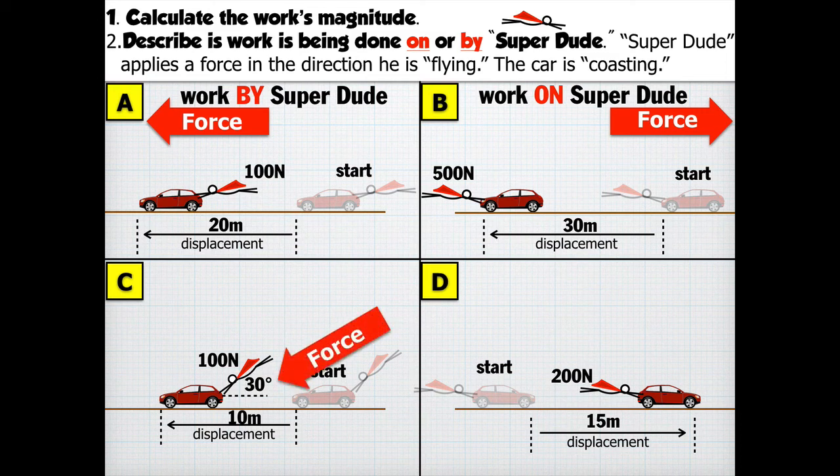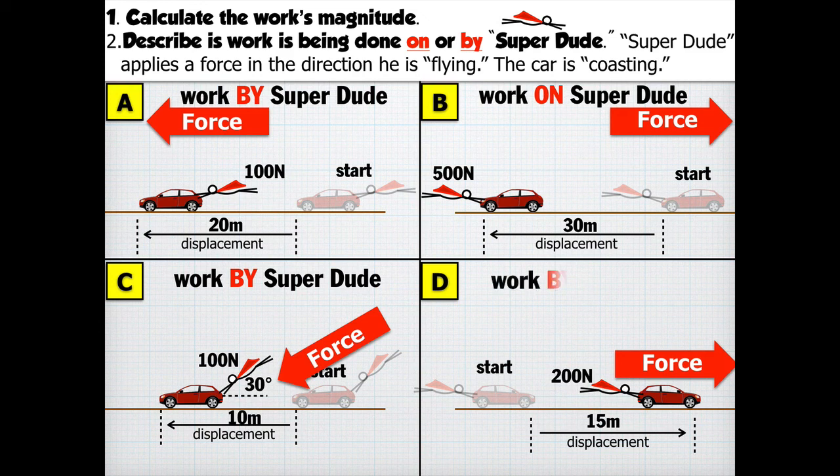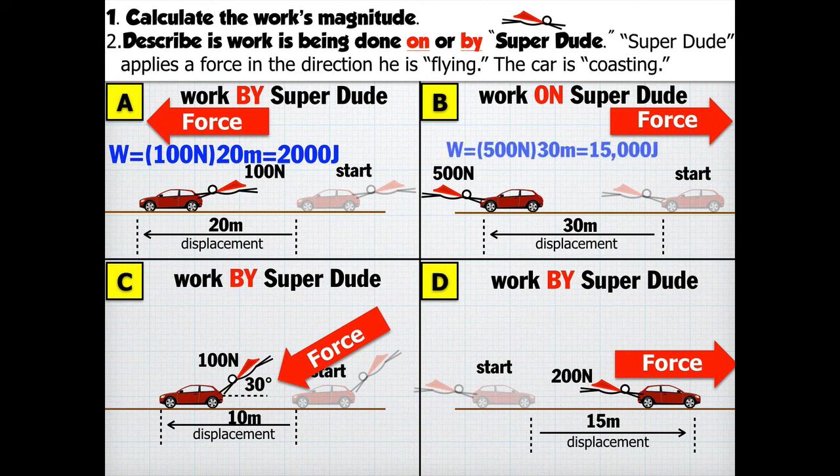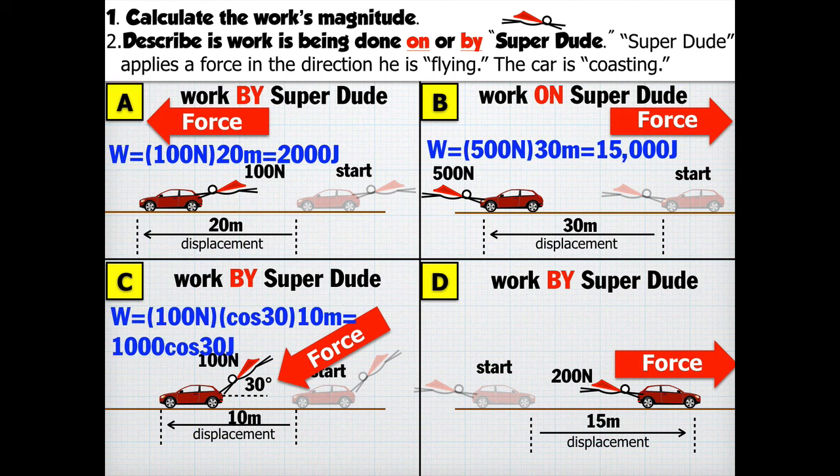And now for C, I've got the force, and I've got a component of the force parallel to the displacement. So that's work done by Super Dude. So he's transferring energy from him to the car. And then I have this force going in the same direction as Super Dude. So again, it's work done by Super Dude. Super Dude is transferring energy from him to the car. In terms of the quantities, work is force times distance. Work is force times the component of force parallel to the distance, times distance. So that's where the cosine comes in. And the last one, work is going to be force times distance.